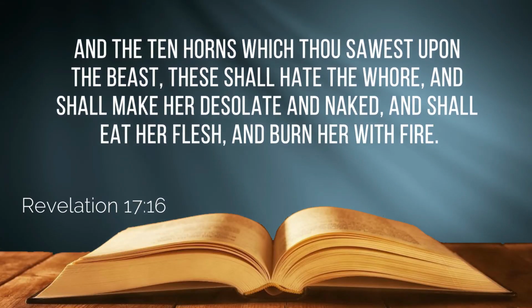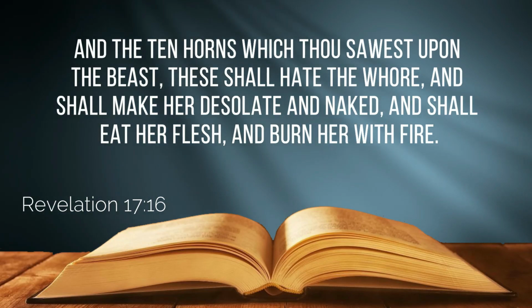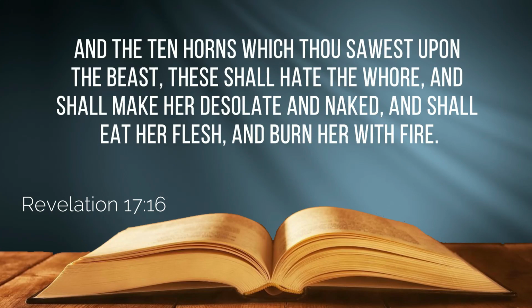And you must understand that as soon as God's judgments begin hitting this earth, this world union called Babylon begins to crumble. And the harlot system is seen for what it is, a big lie. And the kings of the East then turn against the harlot system. And thus the fulfillment of Revelation 17:16, where it says, "And the 10 horns which thou sawest upon the beast, these shall hate the whore, and shall make her desolate and naked, and shall eat her flesh and burn her with fire."